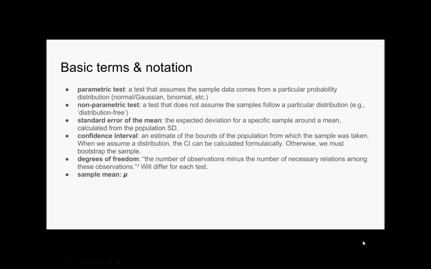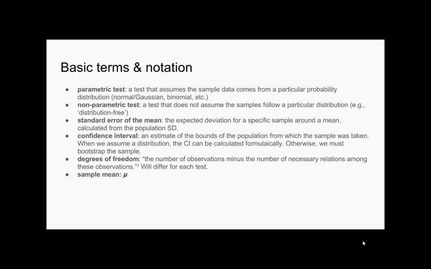Here are some other basic terms and notation. If you're unfamiliar with these terms, I suggest pausing the video and reading through these definitions. The one I'm going to highlight here is the difference between a parametric and a non-parametric test. I just described how some test statistic distributions are based on assumptions. A non-parametric test is a test that does not assume the samples follow a particular distribution. People often refer to these as distribution-free tests. A parametric test, on the other hand, assumes that the sample data comes from a particular distribution, such as the normal or Gaussian distribution, or binomial, and so forth.